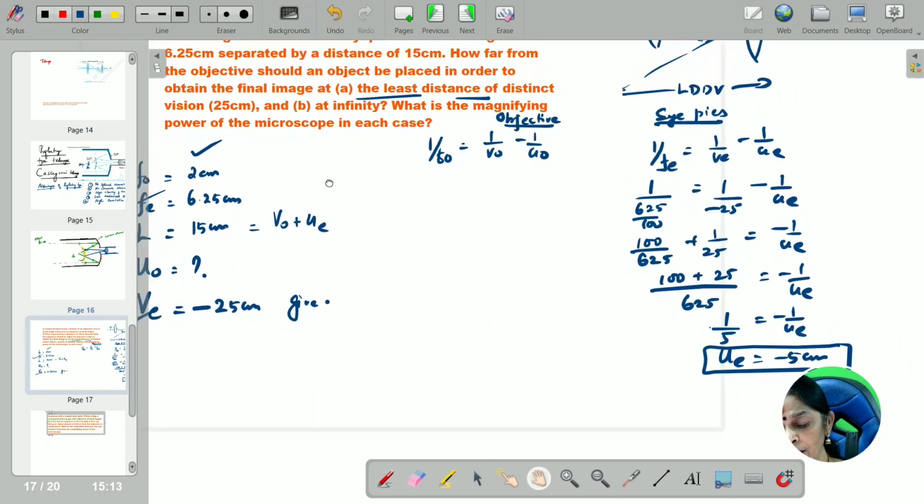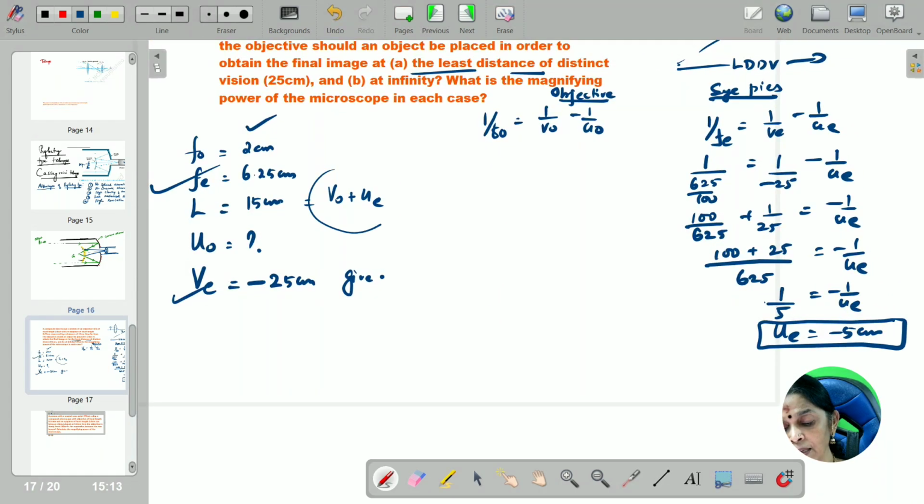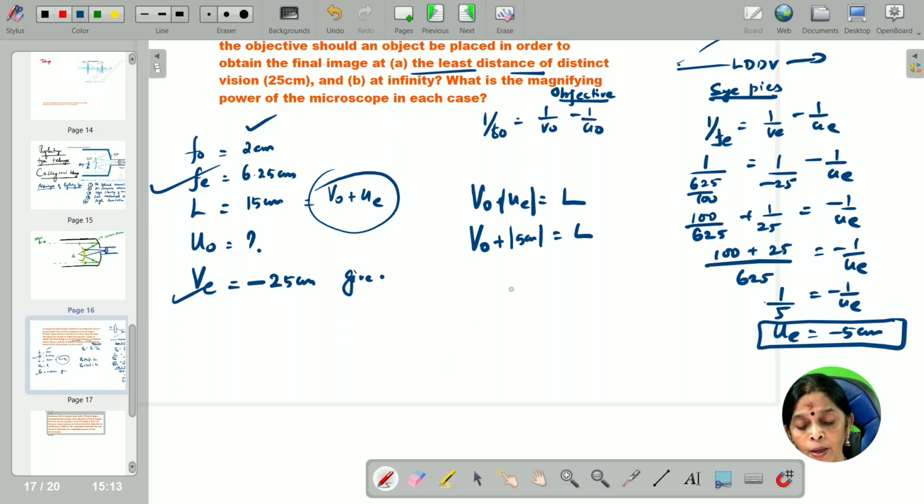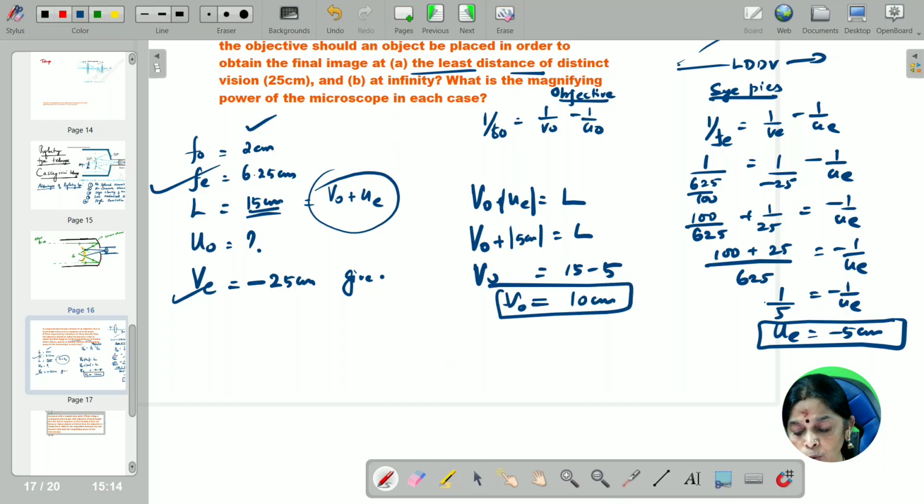I found out UE. So the next, I am going to take this V naught plus UE, very easy children, that's all, that is equal to L. So V naught plus mod of UE, because tube length cannot be negative, so therefore always take mod. So V naught plus mod of 5 centimeter, that is equal to L. So therefore V naught is equal to 15 minus 5. So I can get 10 centimeter. That's all. I know V naught, I know UE, so therefore I have to find U naught. Now substitute in this, you get the answer.